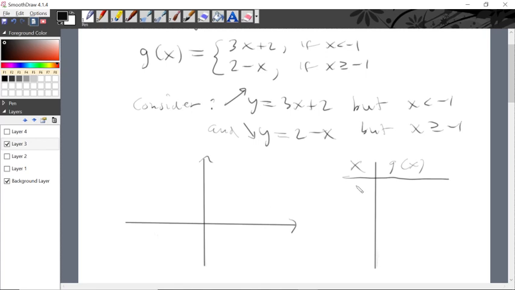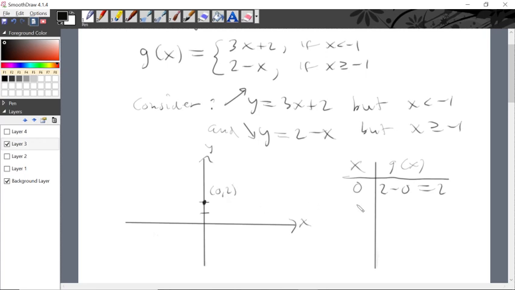Say, for instance, we choose x is equal to 0. We plug x equals 0 into this function, and by looking at these inequalities, we can decide which rule to plug the 0 into. Well, 0 is greater than negative 1, so it gets plugged into this branch right here. So we get 2 minus 0, and that equals 2. So the graph of g of x is going to have the point (0, 2) on it, first of all. I'll plot a point there.